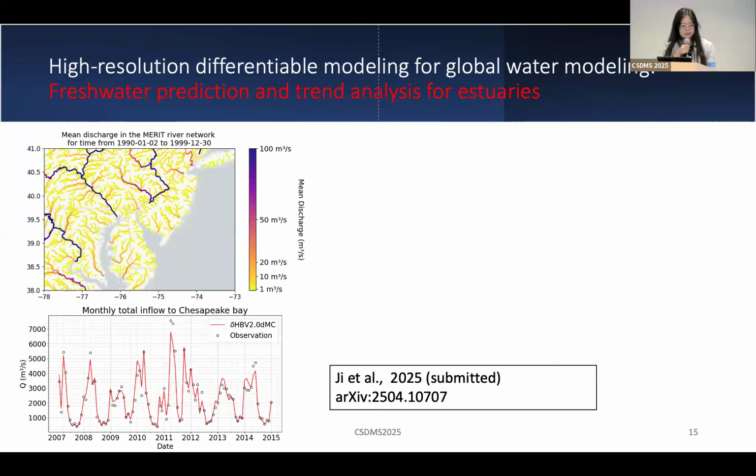Based on this, we did some trend analysis for the freshwater for estuaries. This is an estuary on the eastern side of the United States, Chesapeake Bay. We calculated all the inflow going to this estuary and aggregated it to compare with the observation data for the Chesapeake Bay. So here is a comparison. I would say they matched very well.